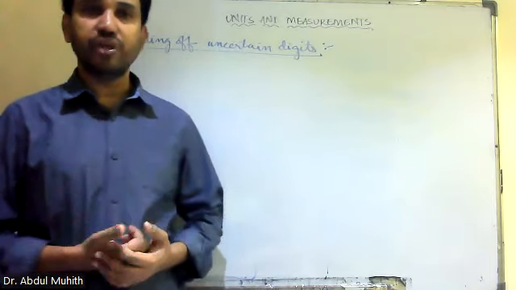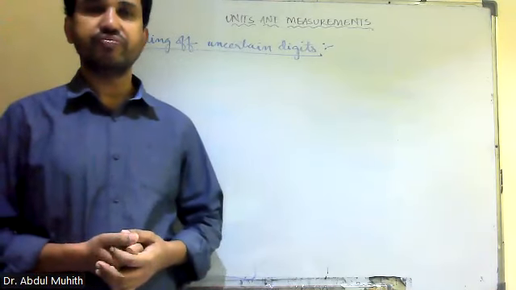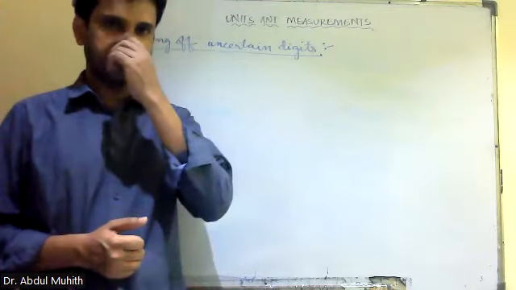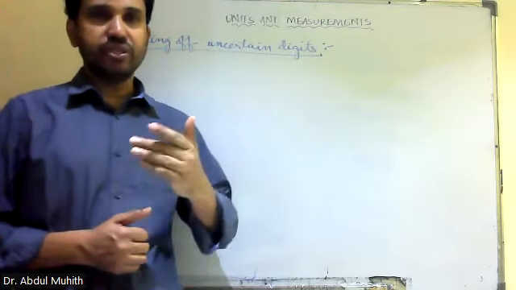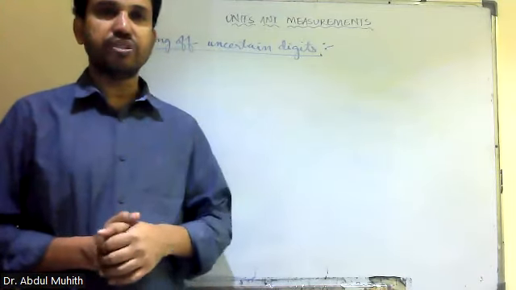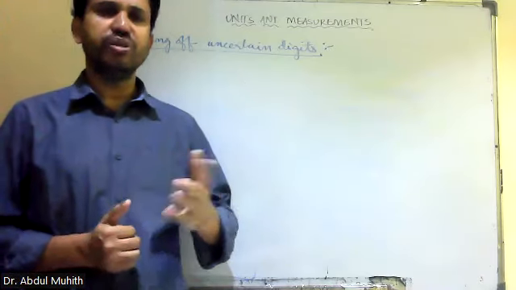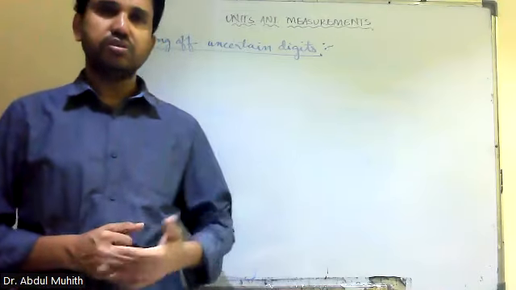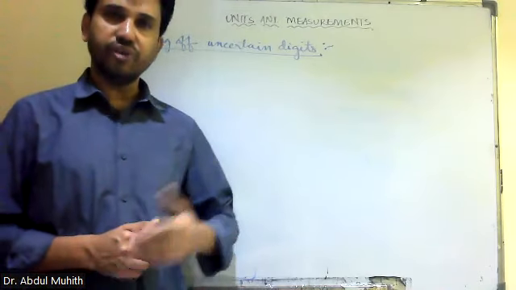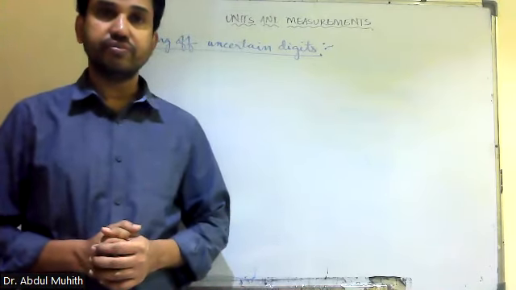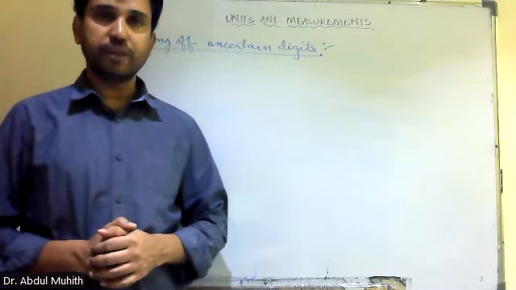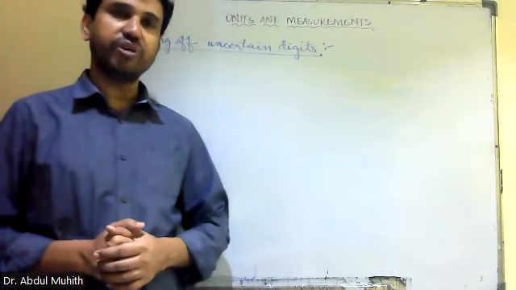Next is derived quantity. What is a derived quantity? Physical quantities which are derived from other physical quantities, or which are a combination of two or more physical quantities, are known as derived quantities. Then what is a derived unit? The unit of a derived quantity is a derived unit.